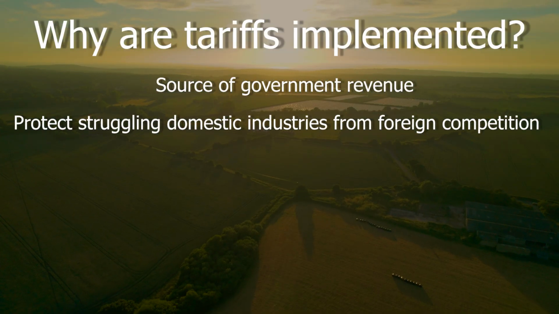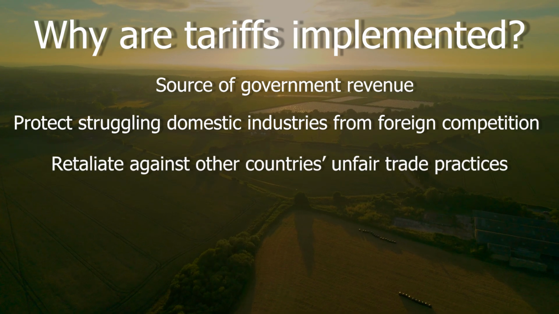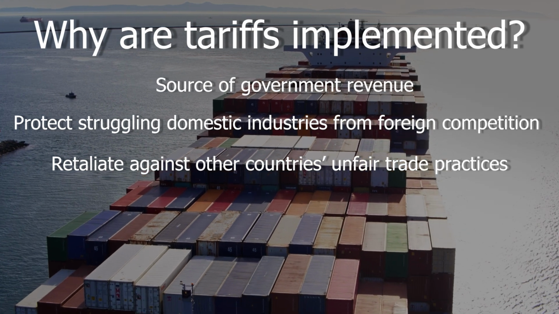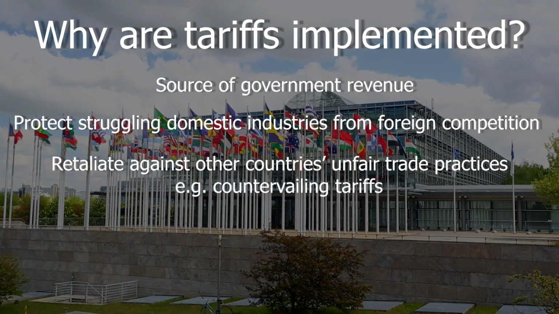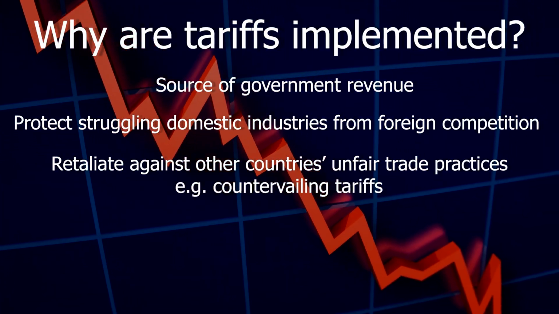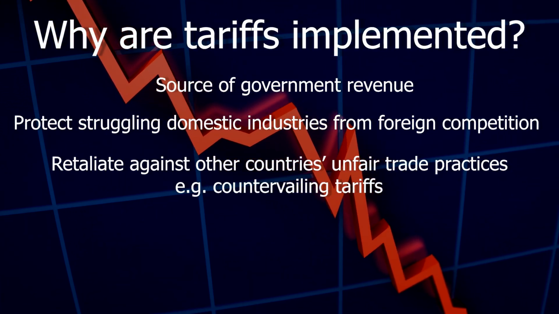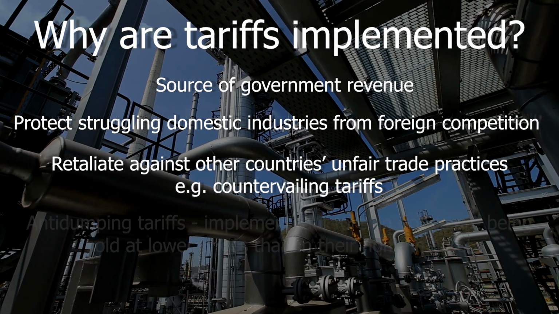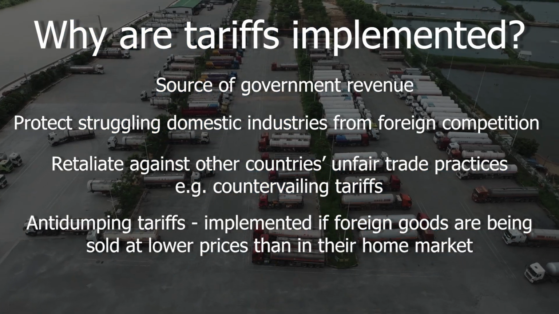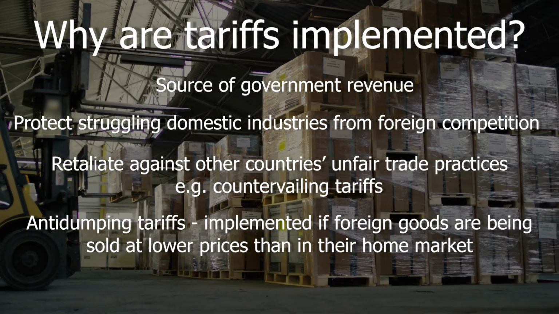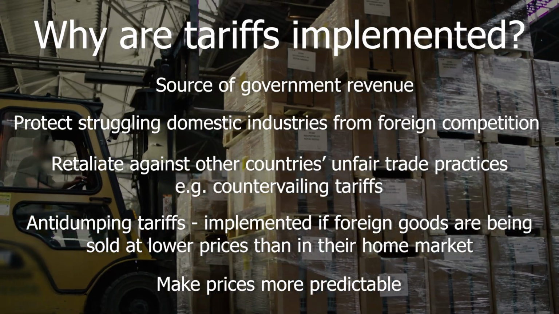Tariffs can also be put in place to retaliate against other countries' perceived unfair trade practices, which can make their exports artificially cheap. For example, countervailing duties can be applied when another country subsidises a domestic industry, meaning they can export and sell products at a lower price compared to if they are in a free market. Then there are anti-dumping tariffs, which are similarly implemented if foreign goods are being sold at lower prices than in their home market. They can also provide stability by making prices more predictable.